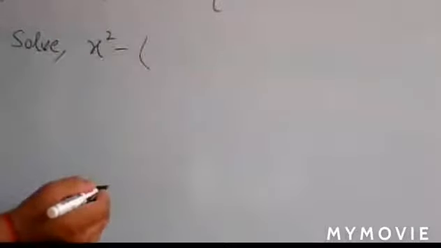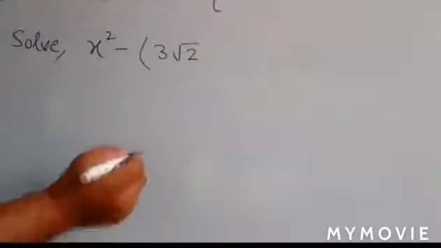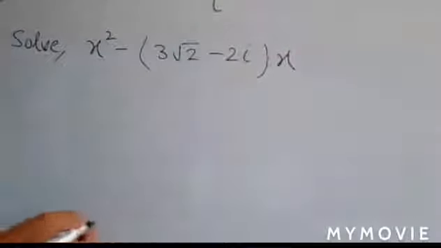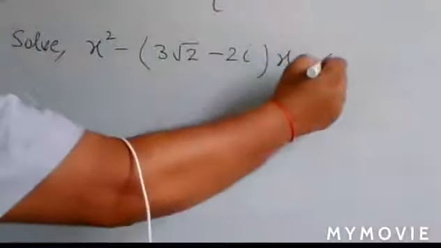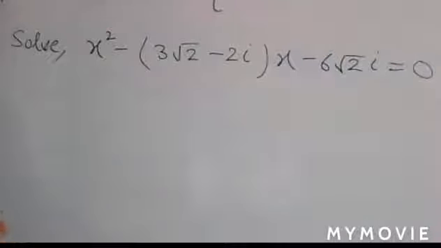Okay, so write, solve x square minus (3 root 2 minus 2i) into x minus 6 root 2 i is equal to 0. You have to solve it by using the quadratic formula.